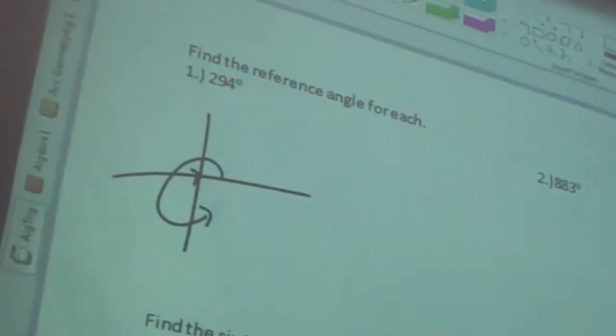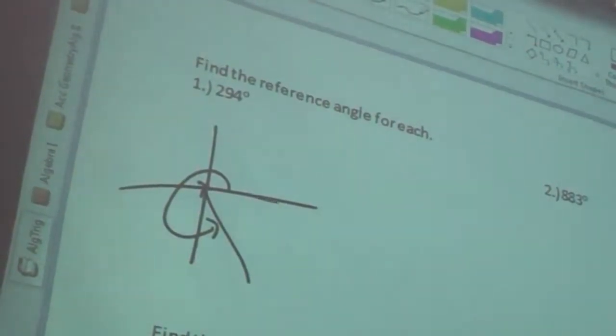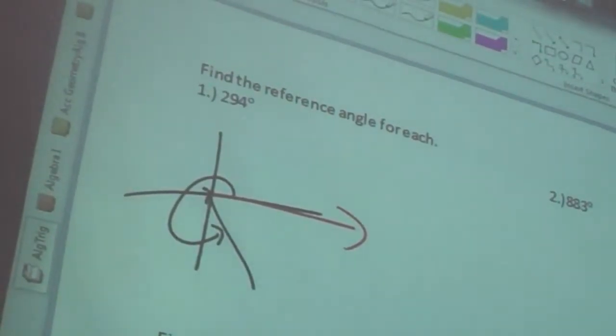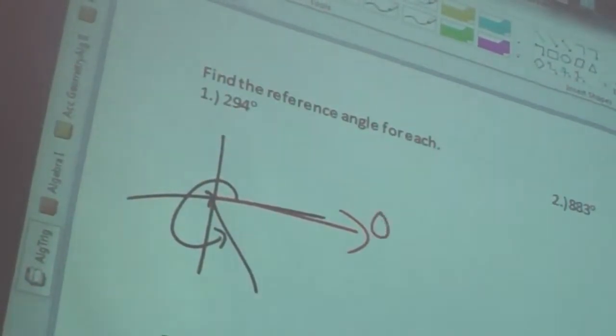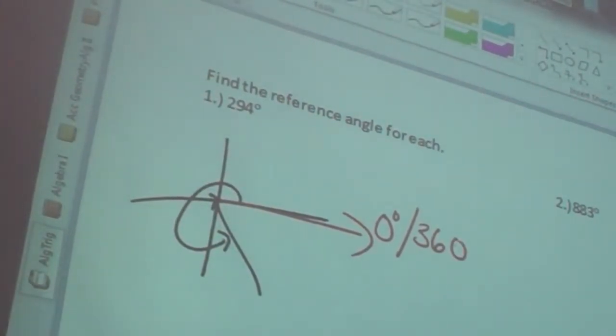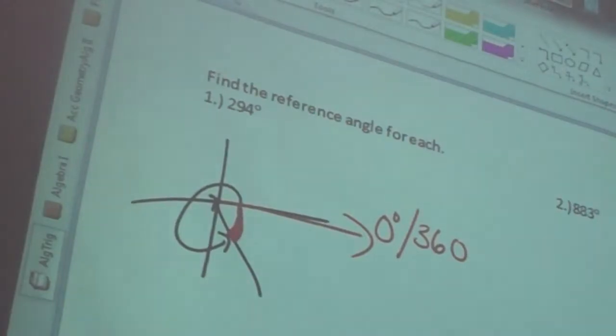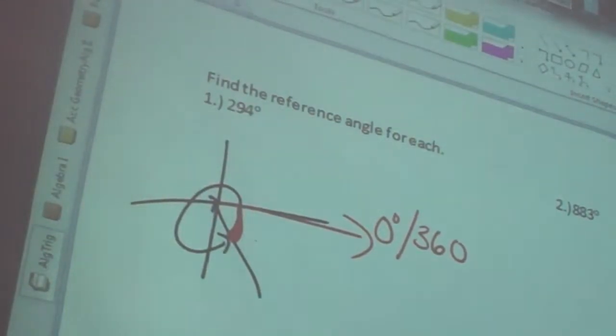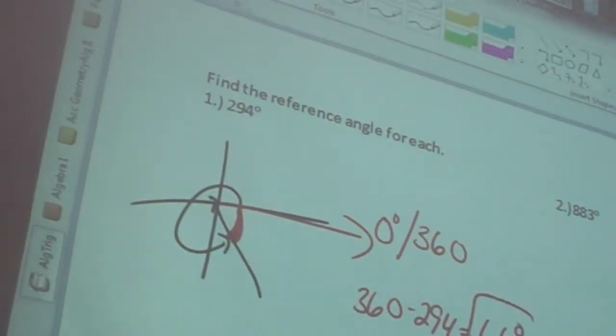Alright. 294, right? It's in here. The closest is the positive x. Now the positive x is either 0, but it's also what? 360. So I want to know this distance right here. So what do I do? 360 minus 294. What do you get? 66. 66 degrees. So the reference angle there is 66 degrees.